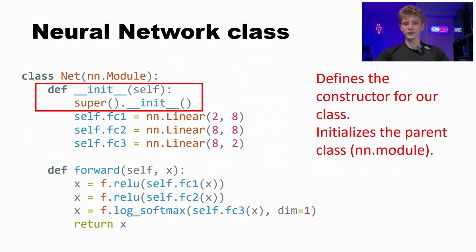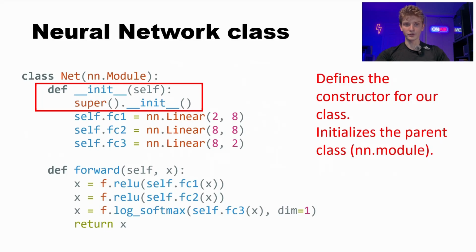Next, we'll be defining the constructor for the class. And the line below it, super().__init__(), just initializes the parent class, which in this case is, again, this nn.Module. You don't need to worry too much about that specific line. It's kind of just necessary syntax that we need.